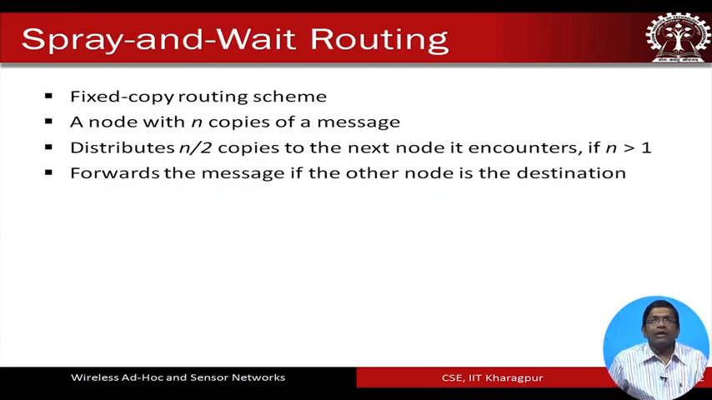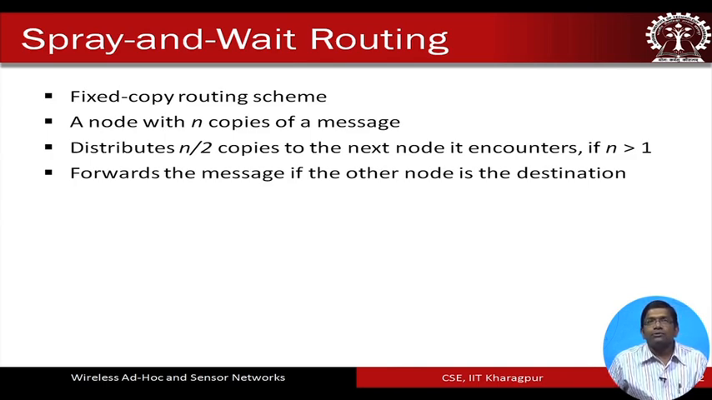After epidemic routing, we have another kind of routing known as spray and wait routing, in short often referred to as SNW routing. It is a fixed copy routing scheme, which means that only a fixed number of copies of the message are routed. In spray and wait routing, a node with n copies of a message distributes half of those copies to the next node it encounters, and obviously n has to be greater than 1. That means it has to be 2 and up, so at least 2 copies.